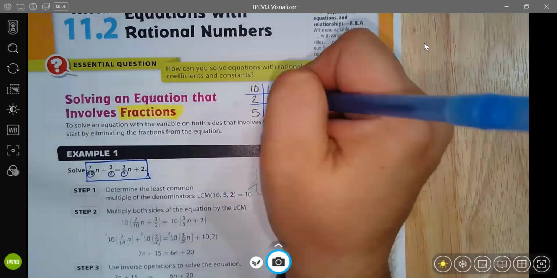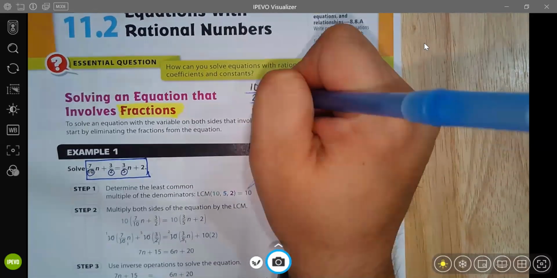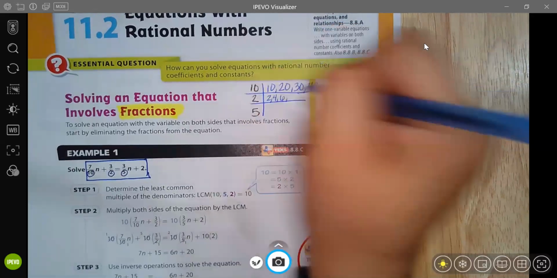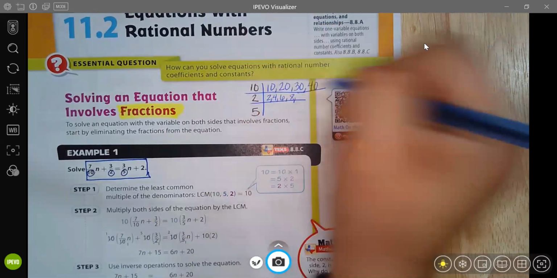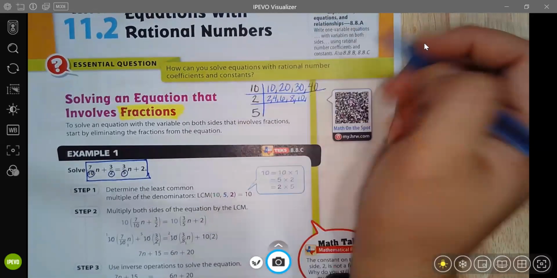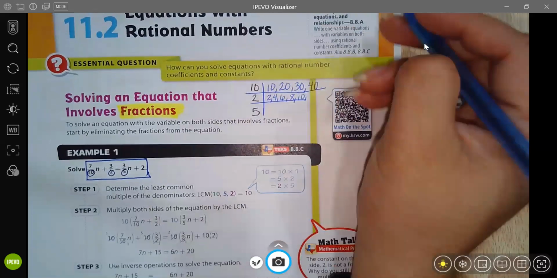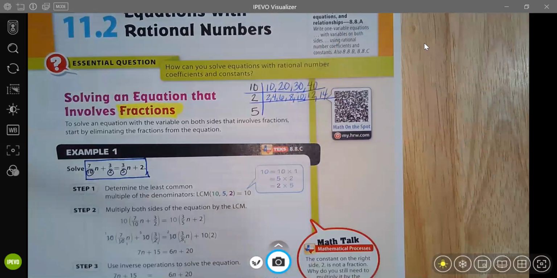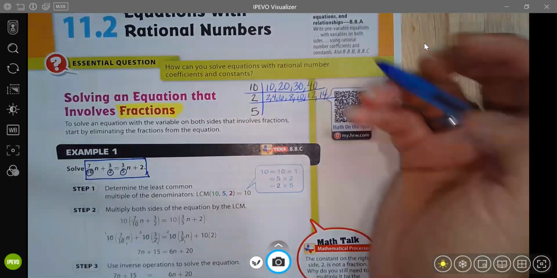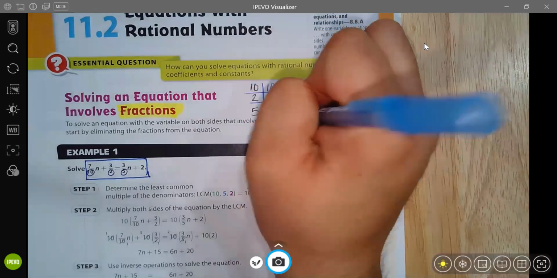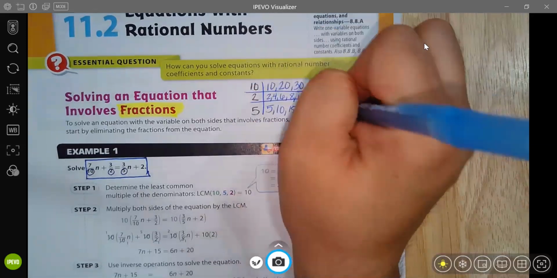2. 2 times 1, 2. 2 times 2, 4. 2 times 3, 6. 2 times 4, 8. 2 times 5, 10. 2 times 6, 12. 14, and so on and so on, right? We can keep on going. Now we have 5s. 5s are cool. 5, 10, 15, 20, 25, and so on, right?